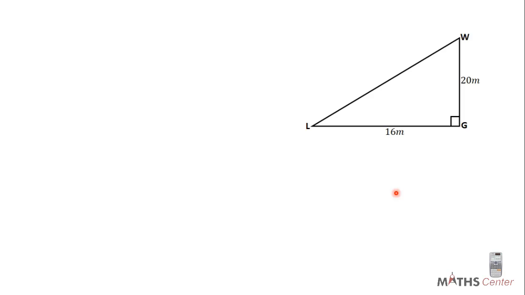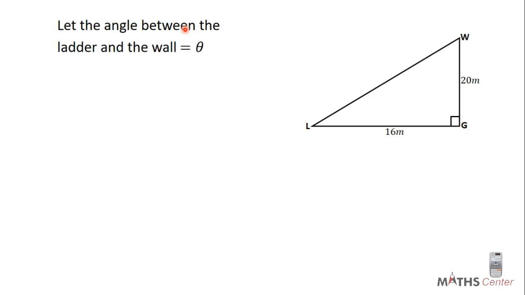what we want. The question said that we should find the angle between the ladder and the wall. If we let that angle be equal to theta on our diagram, you see that theta is this angle, because that is the angle between the ladder and the wall. So we are looking for theta. This is a right angle triangle. 16 meters is opposite to theta, and 20 meters is adjacent to theta. So we have opposite and adjacent, so we are going to use tan to solve for theta.